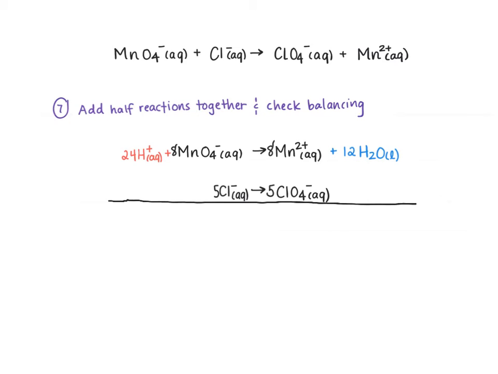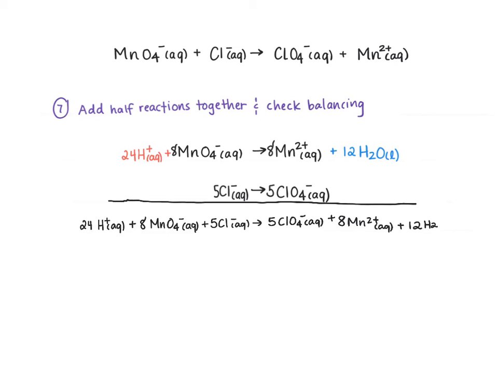So our balanced reaction will be 24 hydrogen ions plus 8 permanganate ions plus 5 chloride ions, producing 5 perchlorate ions, 8 manganese 2+ ions, and 12 water molecules. And we can quickly check our balancing just by counting ions.